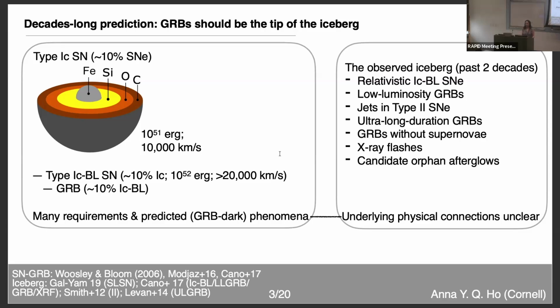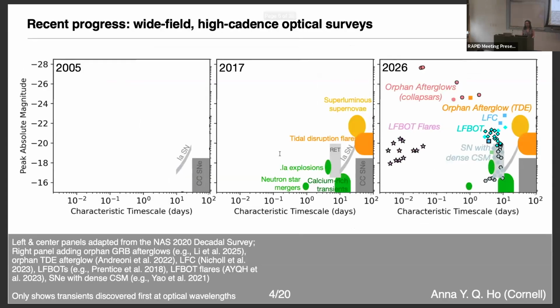And over the years, there have been many things discovered that have been suggested to be the rest of this iceberg. But I would say that at this point, the physical origin of these phenomena and their underlying connection to the well-studied GRBs remains unclear. These are very old questions, but I hope I'll convince you today that it's an exciting time to address these questions, particularly because of developments in optical time domain surveys.